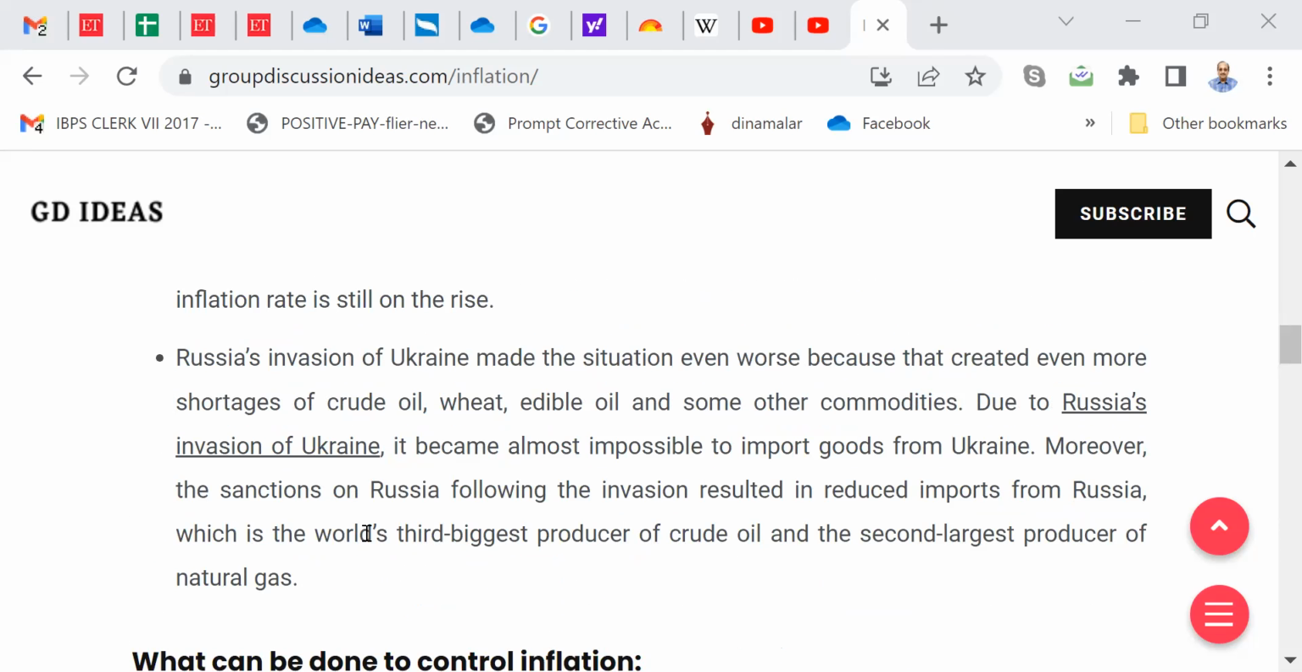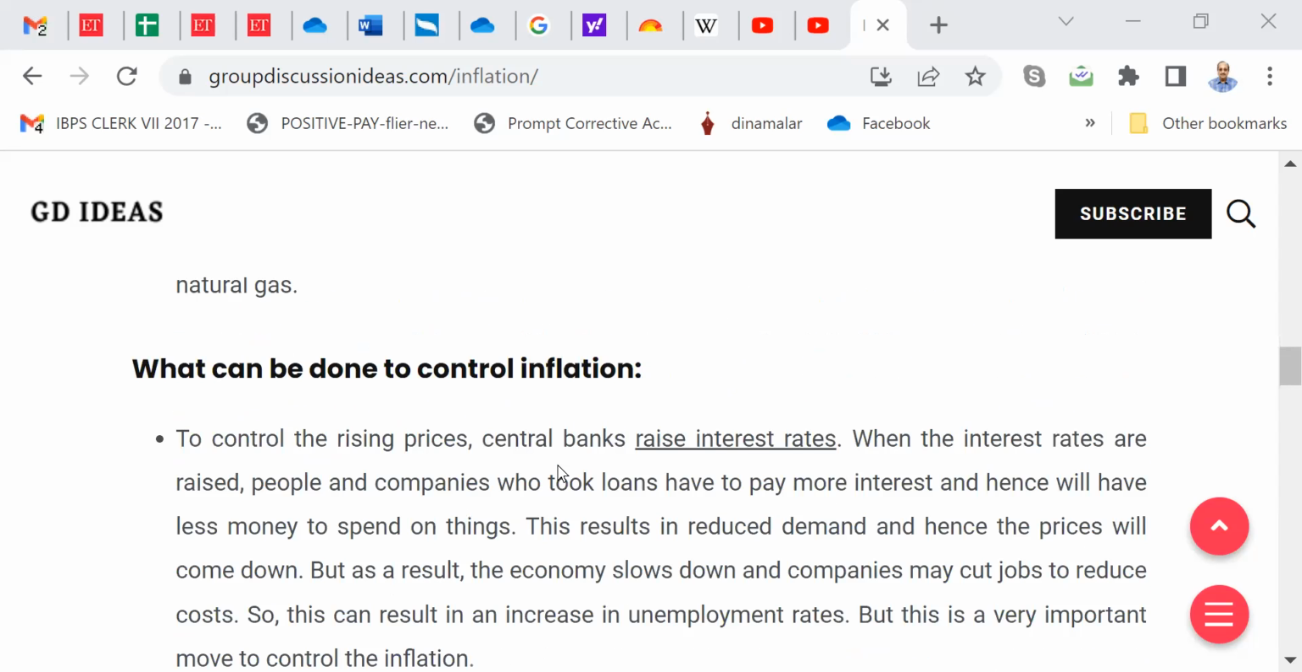Swarnim Raut, why don't you read from Russia's invasion, please? Russia's invasion of Ukraine made the situation even worse because that created even more shortages of crude oil, wheat, edible oil, and some other commodities. Due to Russia's invasion of Ukraine, it became almost impossible to import goods from Ukraine. Moreover, the sanctions on Russia following the invasion resulted in reduced imports from Russia, which is the world's third biggest producer of crude oil and the second largest producer of natural gas. Super. You studied very well. You read very nicely. Good. Now we'll go to the next person.